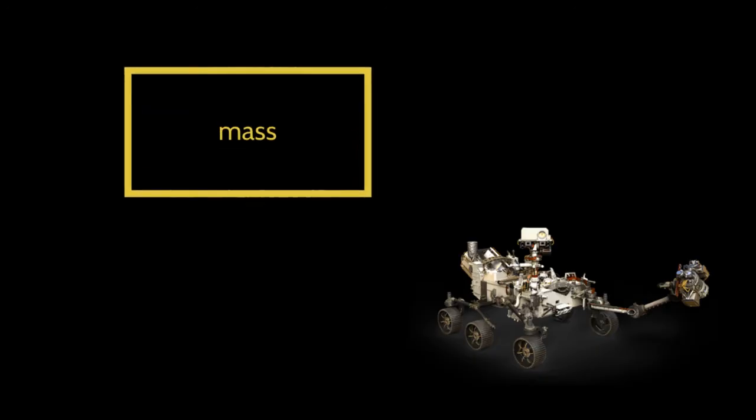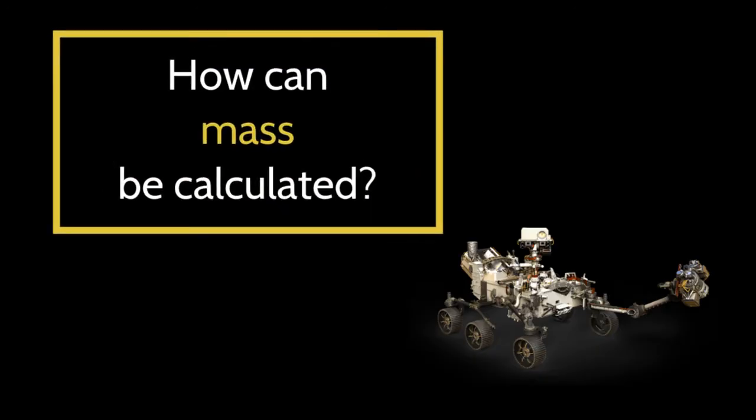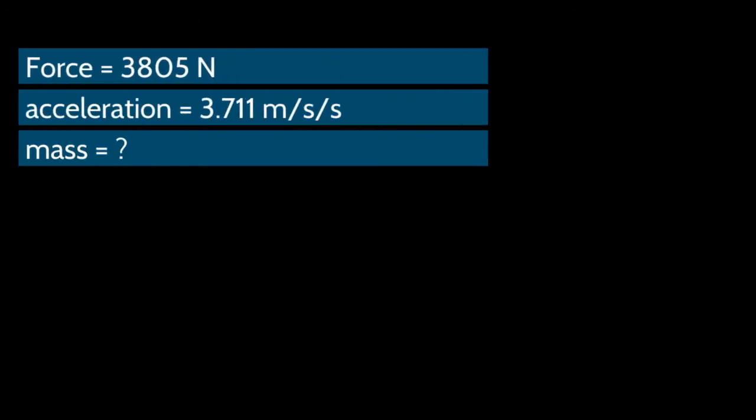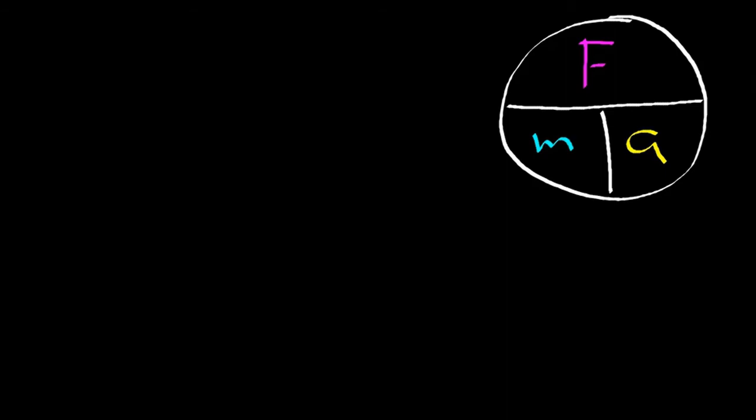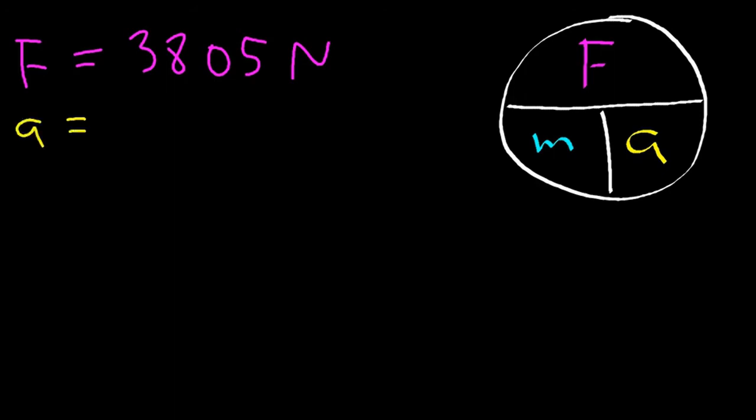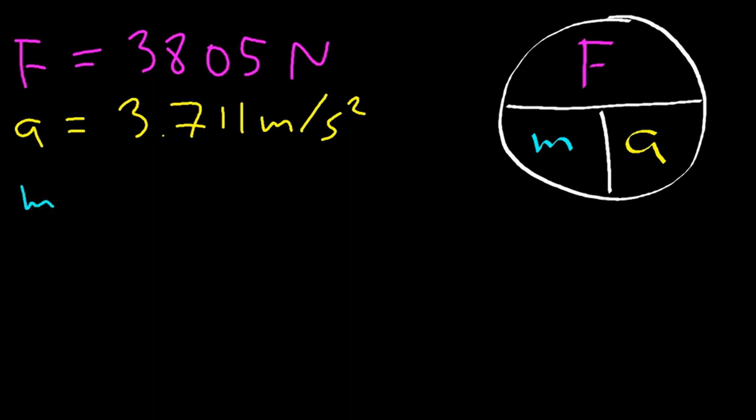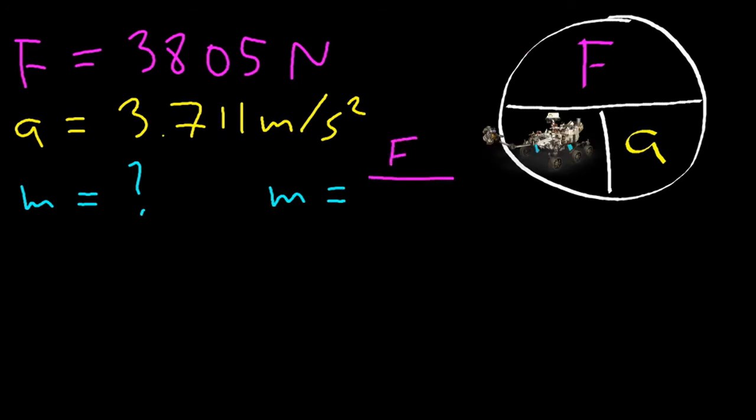For one final problem, let's calculate the mass of the Perseverance rover. We'll start by identifying the known and unknown variables. The gravitational force Mars will exert on the rover is 3,805 newtons, and the acceleration of gravity on Mars is 3.711 meters per second squared. The mass of the rover is the unknown variable. We can solve Newton's second law for mass by covering the m.